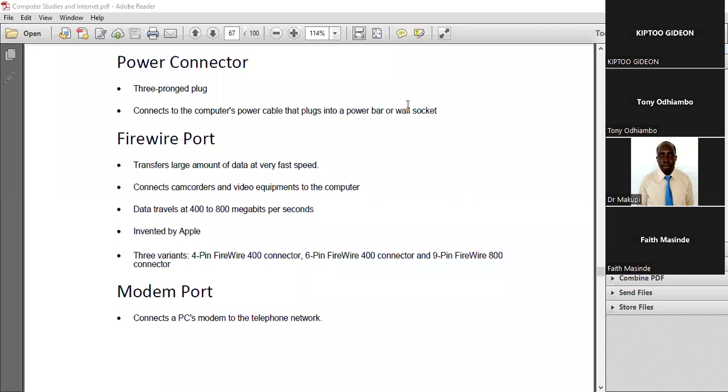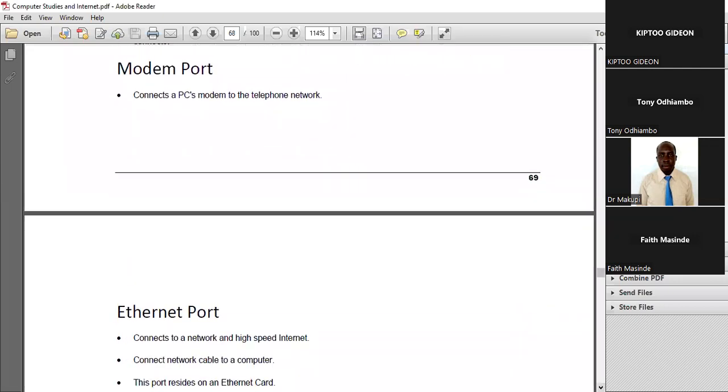It is a technology by Apple. Inside this firewire port, data travels at 400 to 800 megabits per second. I think you have not seen any other port which can transfer data at these very high speeds. This explains why, if you go to a broadcasting house today, you will see Apple machines: because of the critical nature of data transfer in a broadcasting house, you need to transfer data at very fast speeds. That is why they use Apple machines, because of this firewire port technology, which is very, very important.